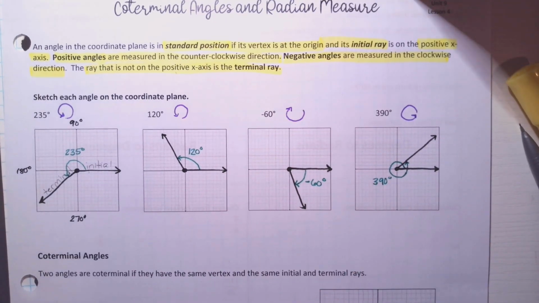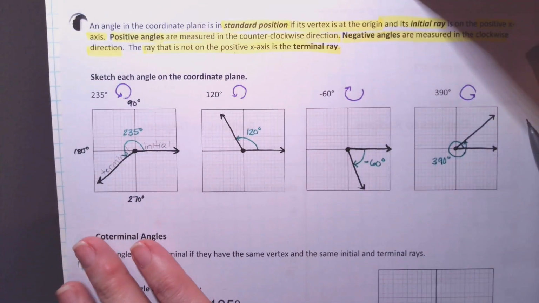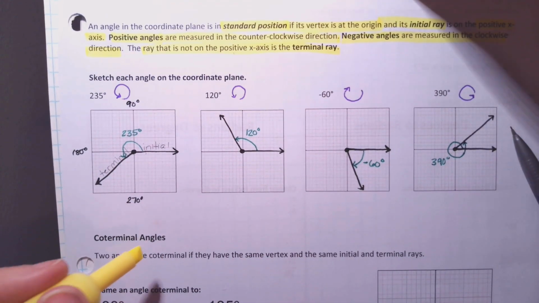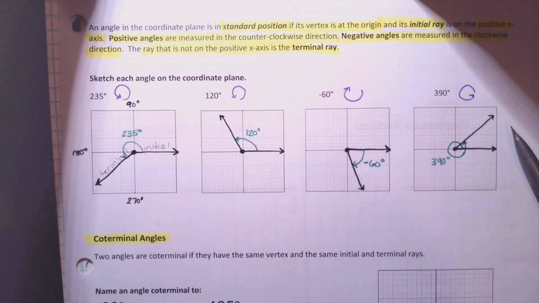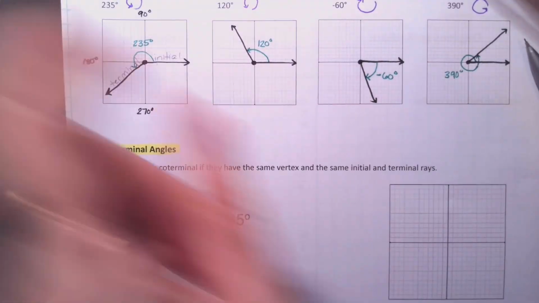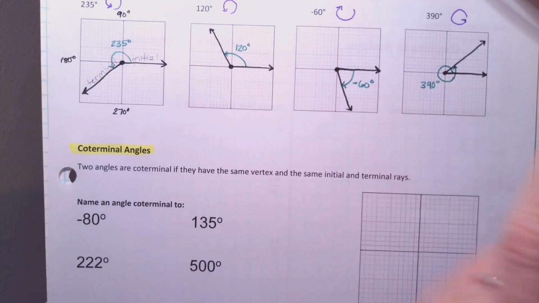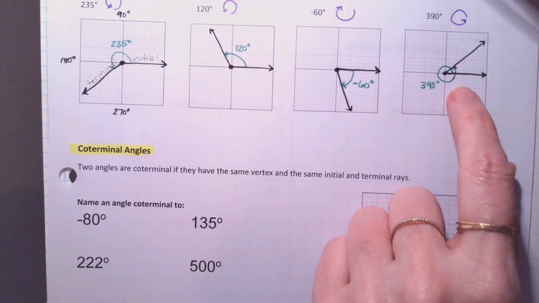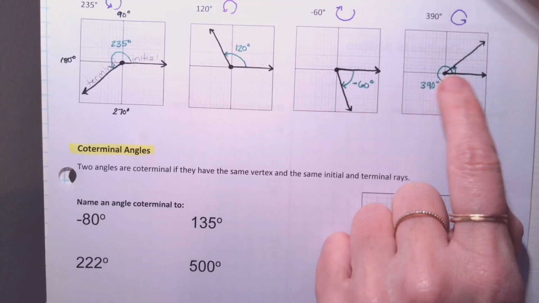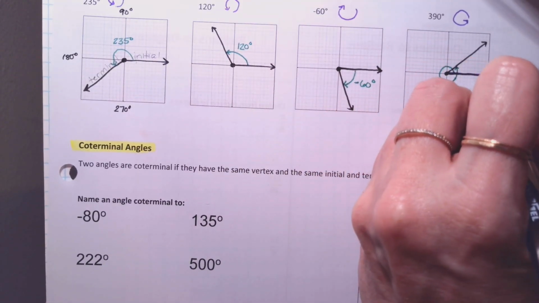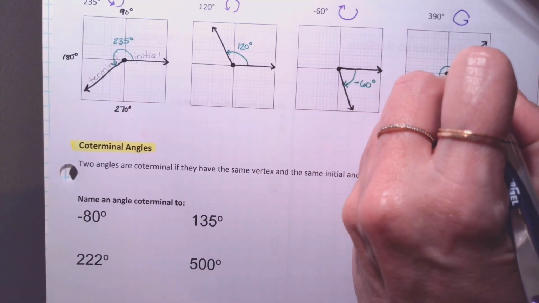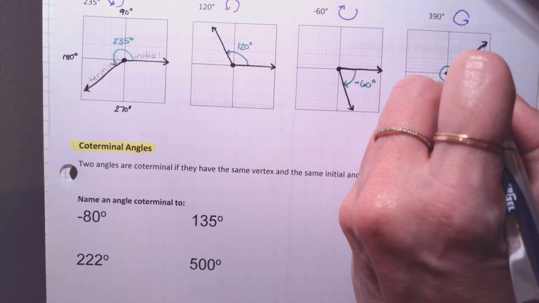This angle brings us into our next topic. Our next topic, we're going to talk about coterminal angles. Coterminal angles have the same vertex and the same initial and terminal rays. The angle that we just found here, that 390 degrees, that is actually coterminal to a 30-degree angle. If you were to draw a 30-degree angle here, it would have the same initial ray and the same terminal ray. Let me see if I can draw it on top. So a 30-degree angle would have the same initial ray, the same terminal ray. It would just be 30 degrees here.